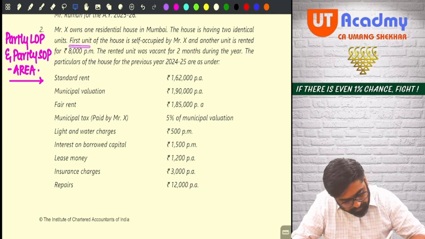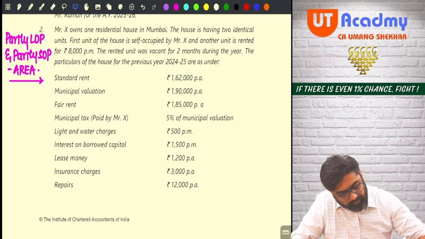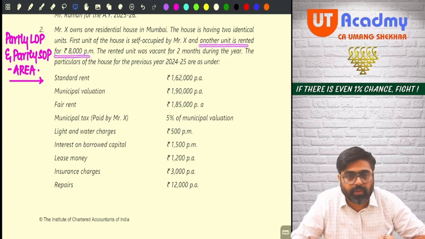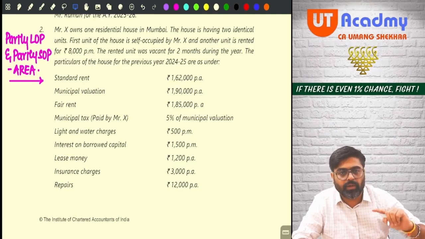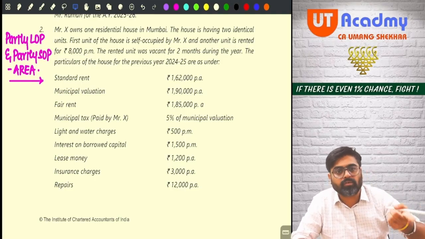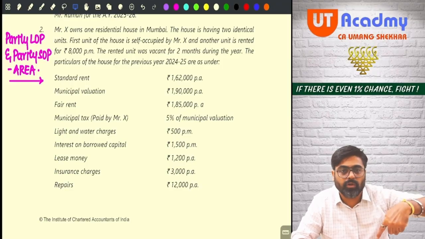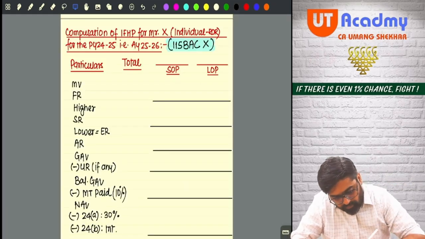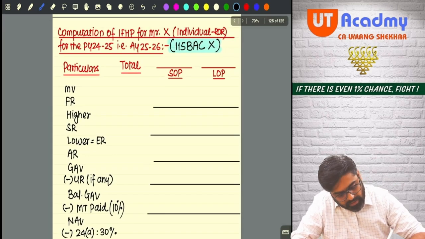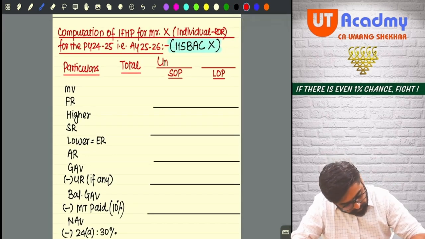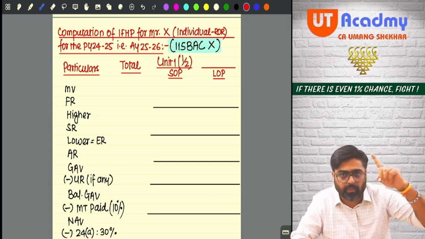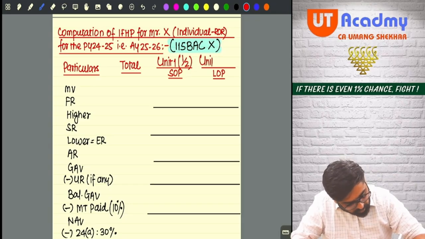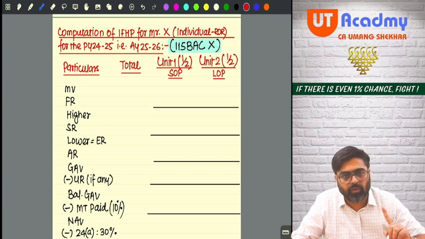First unit is self-occupied by Mr. X and another unit is rented for 8,000 per month. So unit 1 is SOP, unit 2 is LOP, and both units have equal areas. So the entire house is divided into two equal parts. When I make my format here, I will write unit 1, which is half of the entire property, and unit 2, that is also half of the entire property. Unit 1 is SOP, unit 2 is LOP.